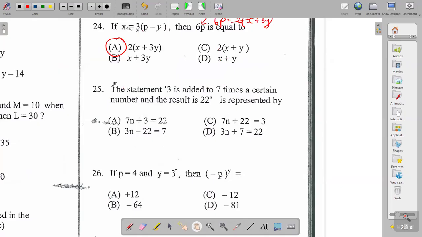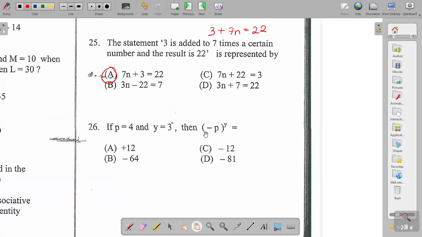All right. The statement: 3 is added to 7 times a certain number, and the result is 22. So 7n plus 3 is 22. That's the same thing. All right, here we have another example of substitution.